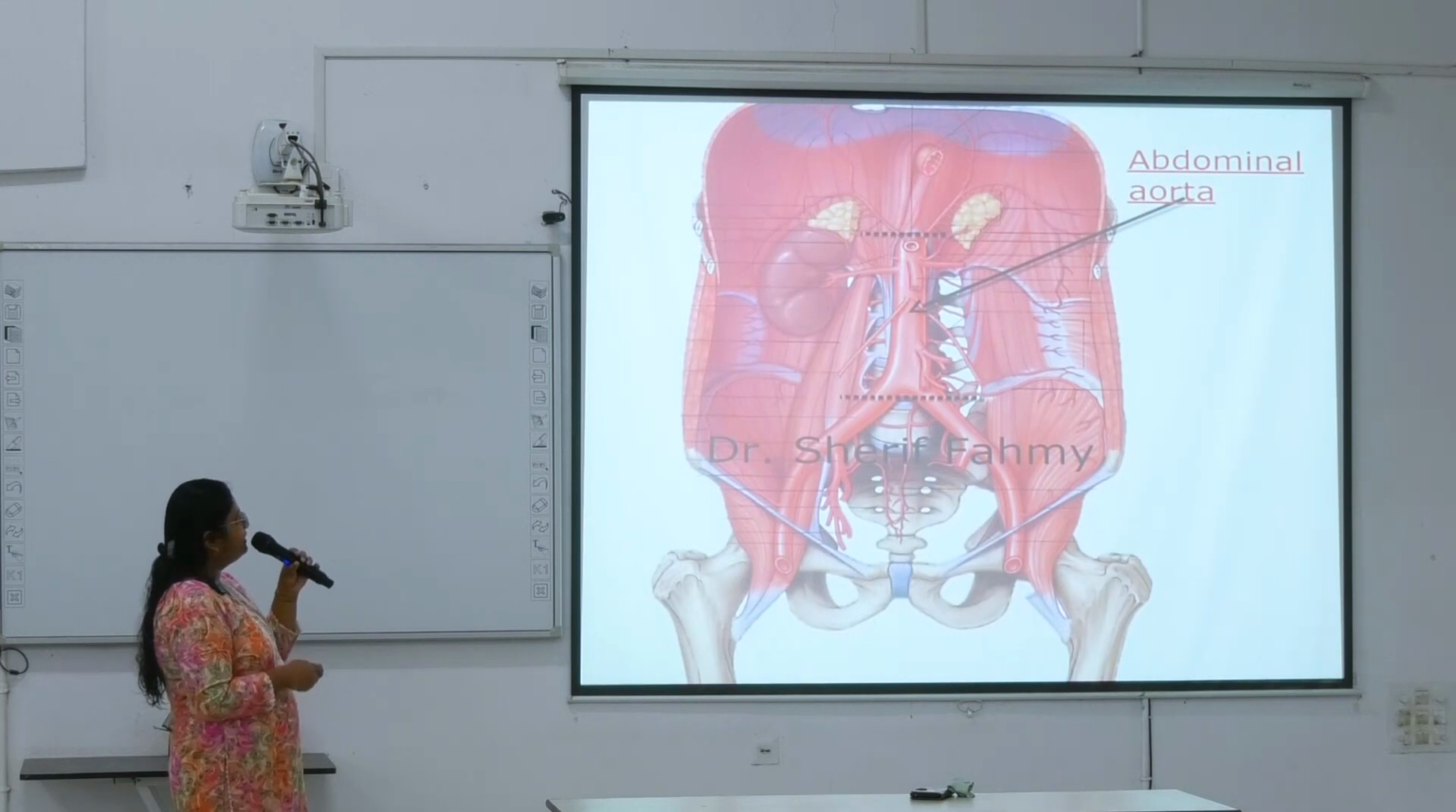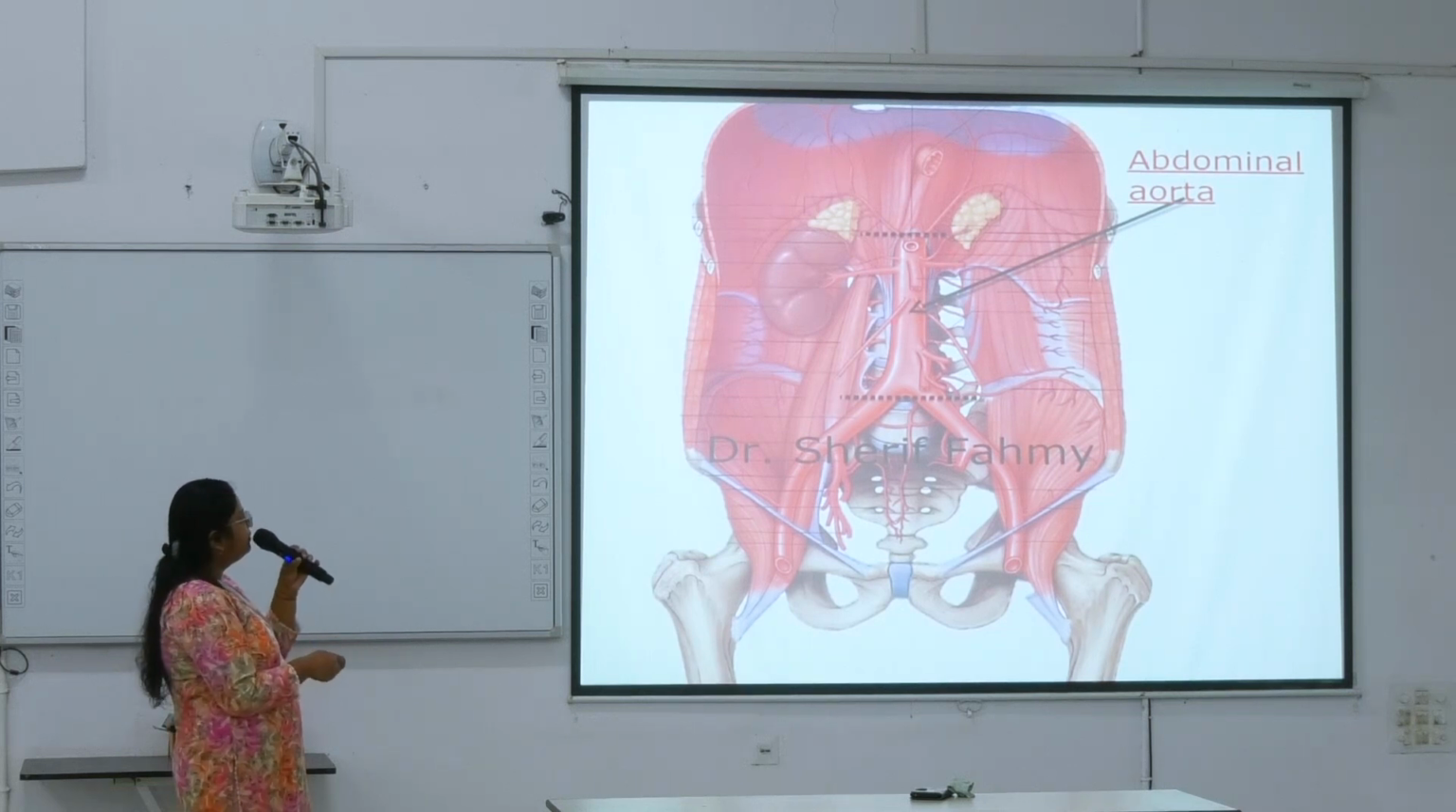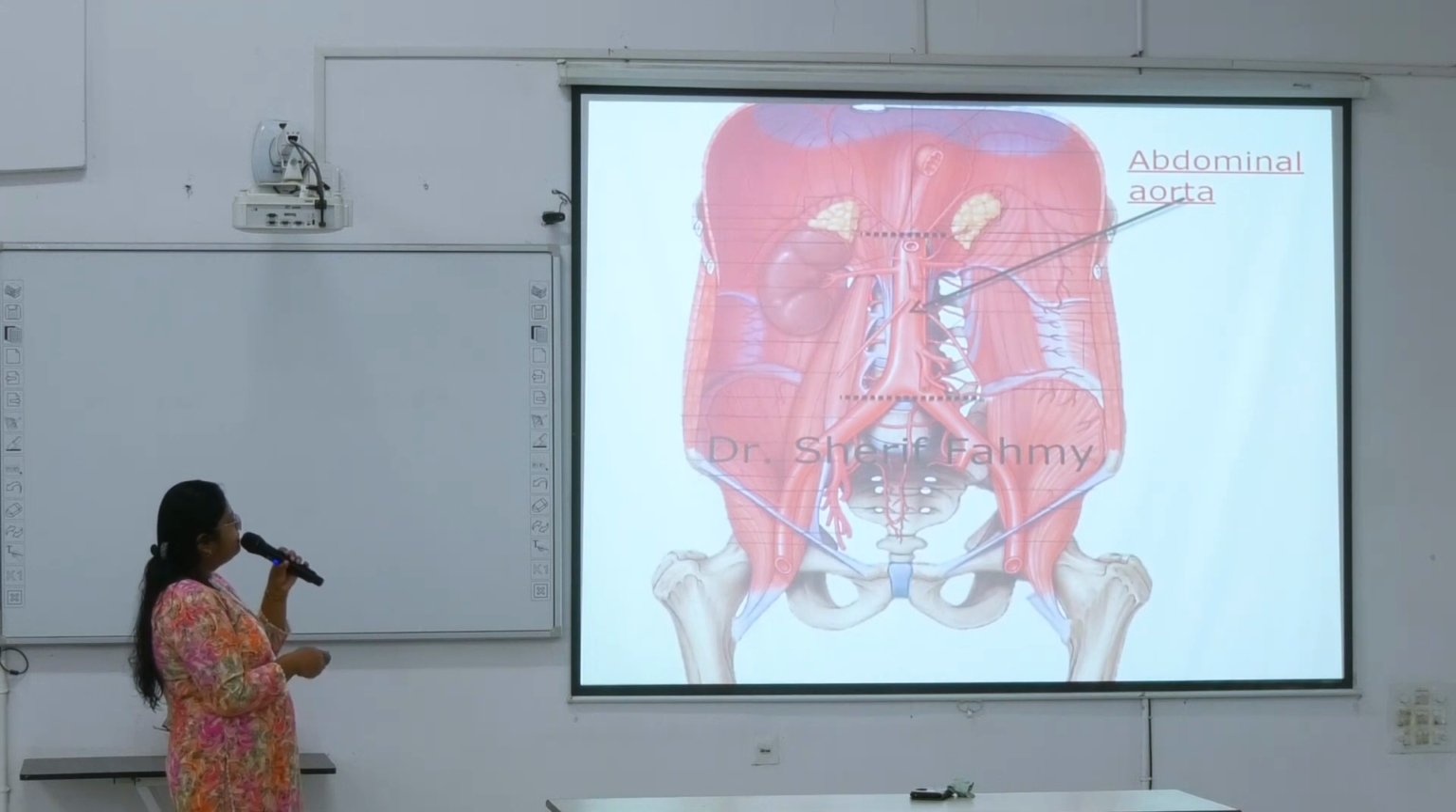So different branches have been shown. See here, celiac trunk, superior mesenteric, inferior mesenteric. These are the two renal arteries, inferior phrenic, middle suprarenal. See, this superior suprarenal artery is a branch from the inferior phrenic. Middle suprarenal is a direct branch from the abdominal aorta. Inferior suprarenal is a branch from the renal arteries. These are the gonadal arteries. And here is the median sacral artery, and posteriorly these are the lumbar arteries.